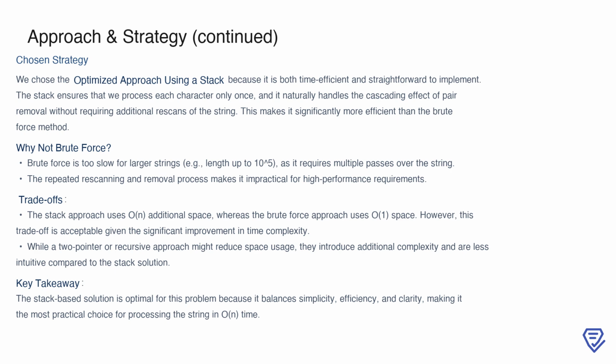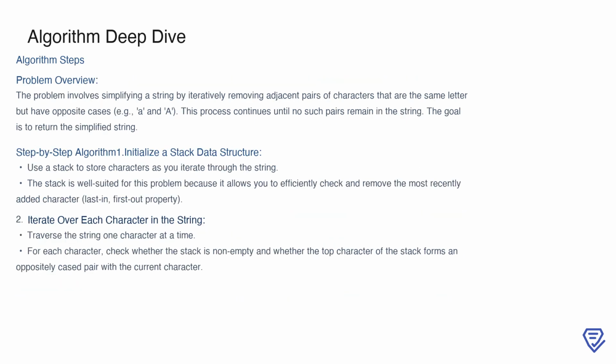string in linear time. To solve this problem, we need to simplify the given string by repeatedly removing adjacent pairs of characters that are the same letter but in opposite cases, such as A and a. This process continues until no such pairs remain, and the result is the simplified string. To achieve this efficiently, we can use a stack data structure. The stack allows us to track the characters we've processed so far and quickly remove pairs when needed.